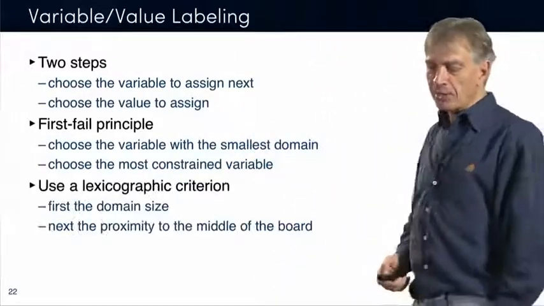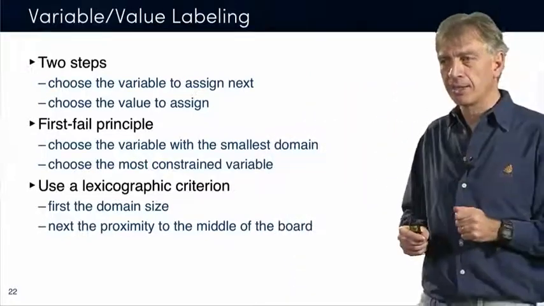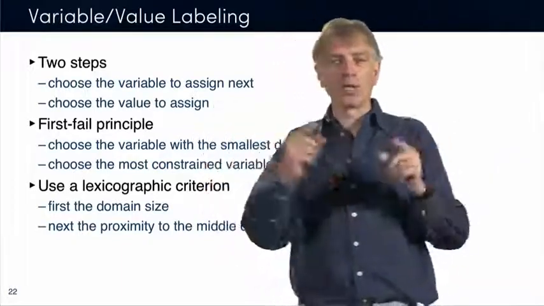Okay? Now in the particular case of the queens problem, for instance, we can choose the queen which has the smallest domain. And if there are ties, we can choose the one which is as close to the middle of the board as possible. Why?